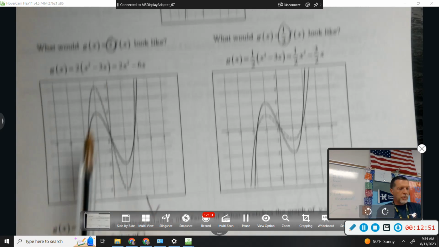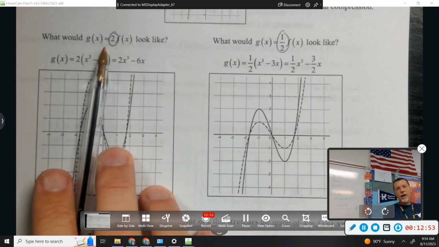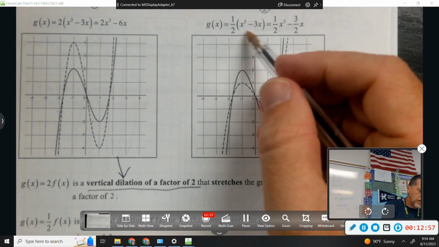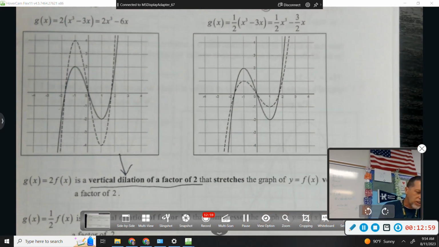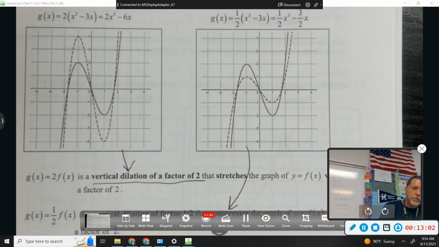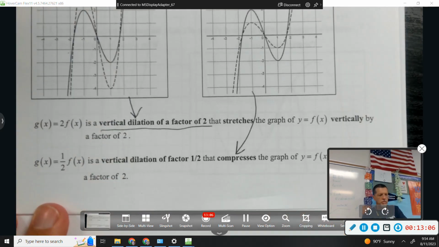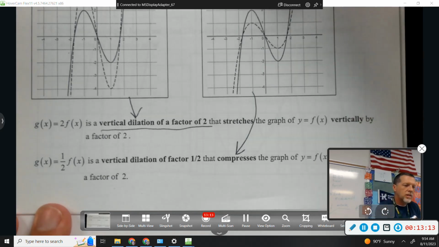If you put a multiplier not on the x but out front, it stretches it or compresses it up and down. So 1/2 is going to squish it. That would be this one. That would be a vertical compression. That we're pretty familiar with. Take the y values and stretch them out or squish them down.